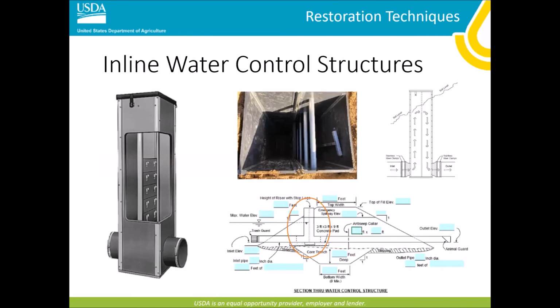What's great about this is the beaver can't touch this. They can touch the inlet and outlet, but they can't touch the structure itself unless someone leaves the top open, like you can see in that picture there.